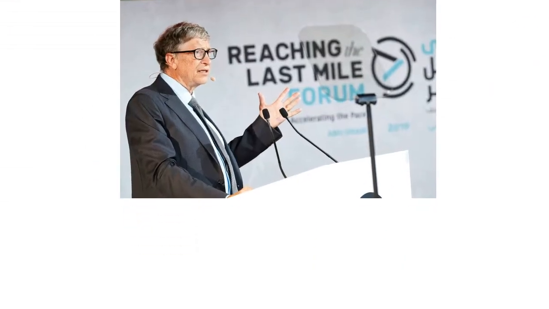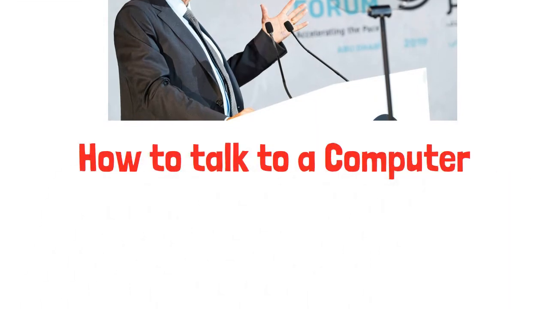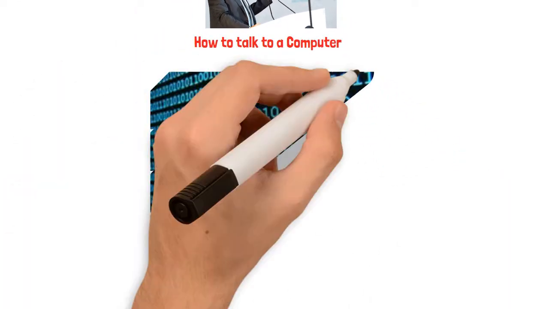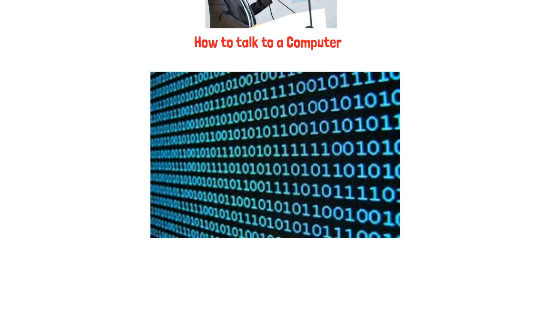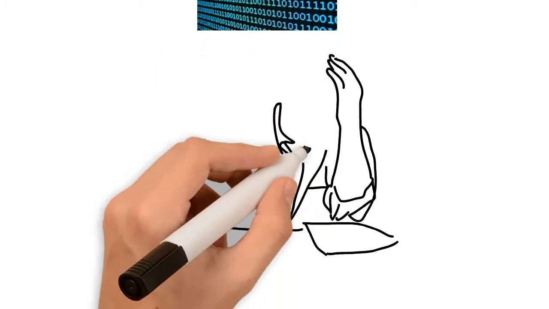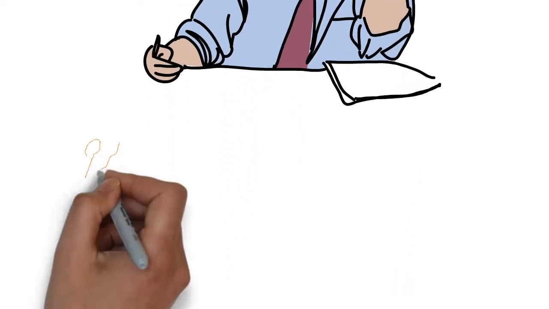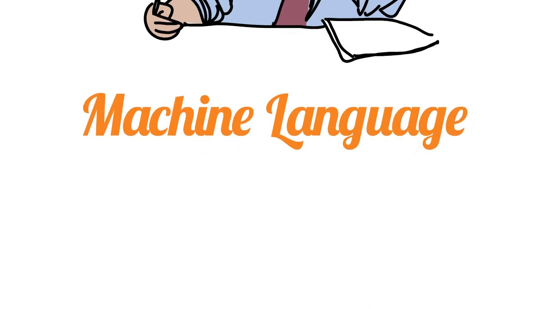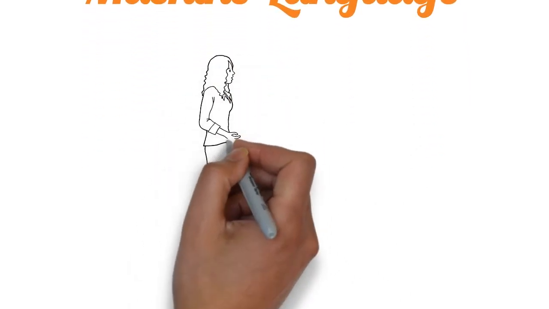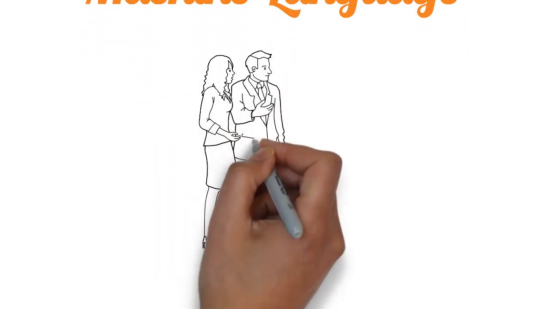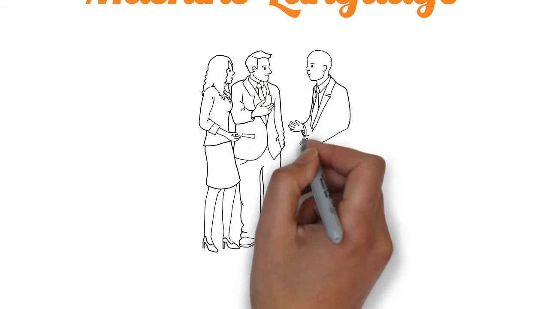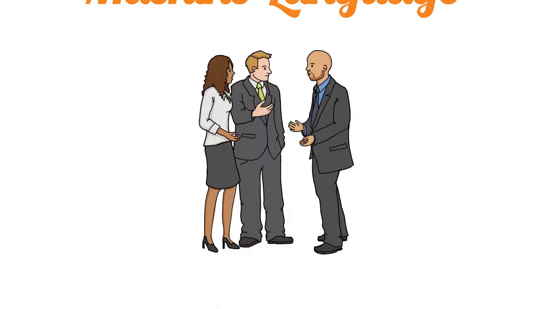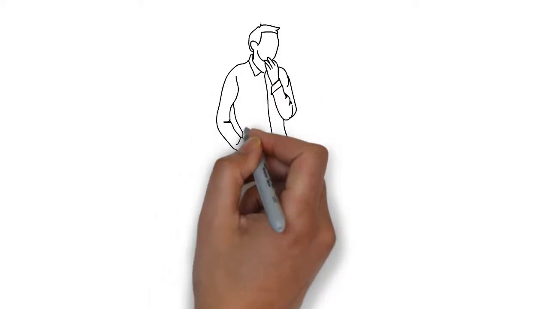Today I'm going to feature how to talk to a computer. Computers can only understand zeros and ones, so how can you talk with zeros and ones? Those zeros and ones are the machine language. We humans only know communicating with high-level languages like English, Japanese, Chinese, Tamil, French, etc. We don't know how to talk with zeros and ones.